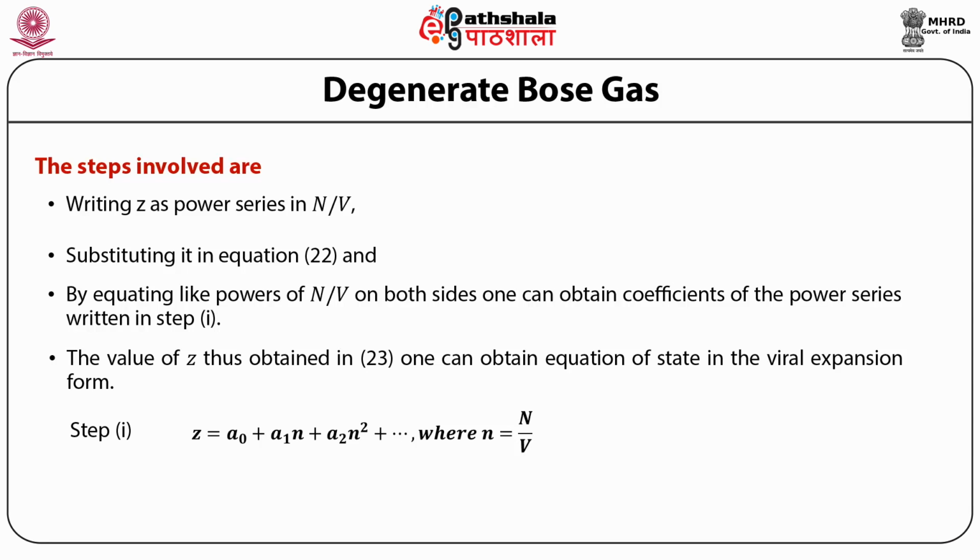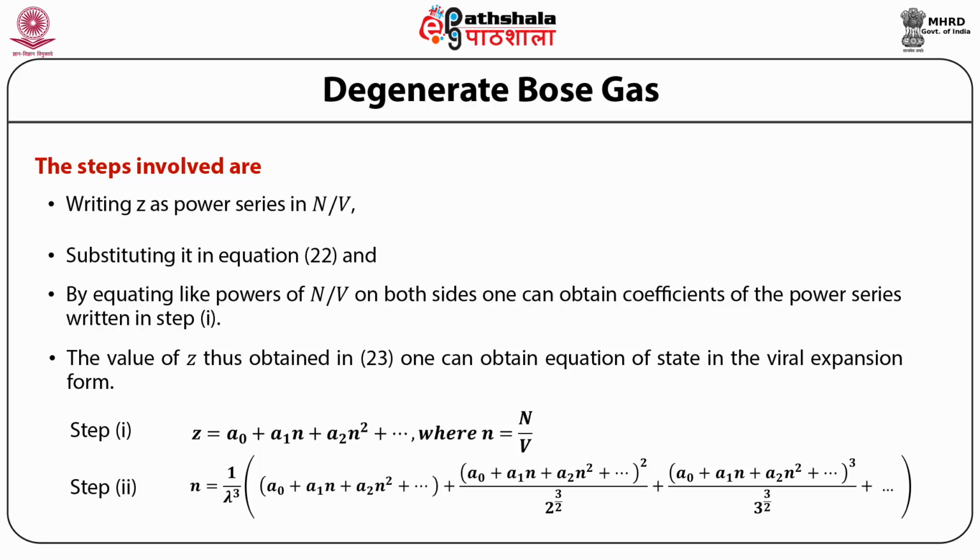Z is equal to A0 plus A1 multiplied by n plus A2 multiplied by n square plus so on, where n is equal to capital N upon V. Step 2. n is equal to 1 upon lambda cube multiplied by [A0 plus A1 into n plus A2 into n square plus so on, plus (A0 plus A1 into n plus A2 into n square) raised to power 2 divided by 2 raised to power 3 by 2, plus (A0 plus A1 into n plus A2 into n square plus so on) raised to power 3 divided by 3 raised to power 3 by 2 plus so on].